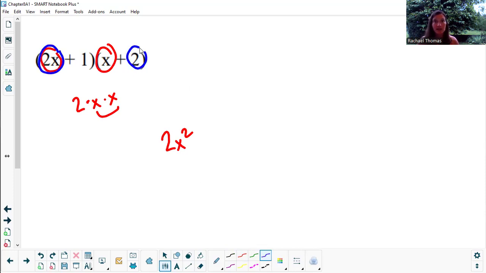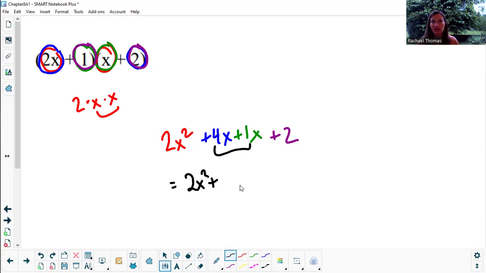Outside, 4x. Inside, 1x. I'm going to call that 1x. You might want to just call it x. That's up to you. I'm going to call it 1x to make sure that I don't screw myself up when I'm combining my middle terms here. And then 1 times 2 is 2. Final answer, 2x squared plus 5x's plus 2.